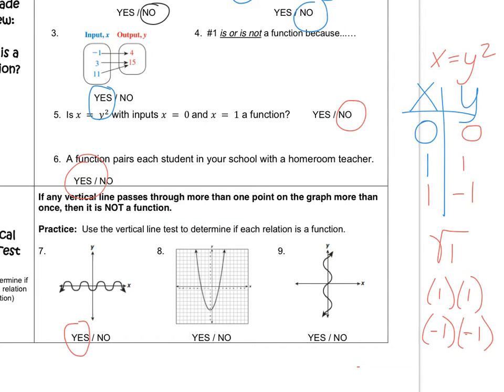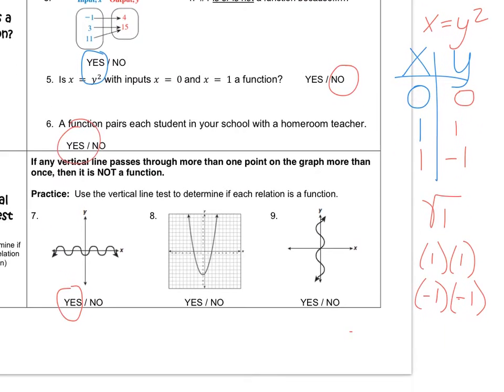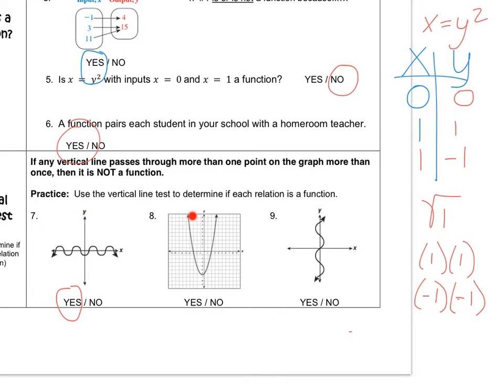Then let's try our vertical line test again for number 8. If we're going straight up and down on number 8, our little red dot only hits the graph one place at a time, so it is a function. Now let's look at number 9. If I draw my little dot straight up and down, looks like I'm going through the graph at least 1, 2, 3, 4, 5 different times.